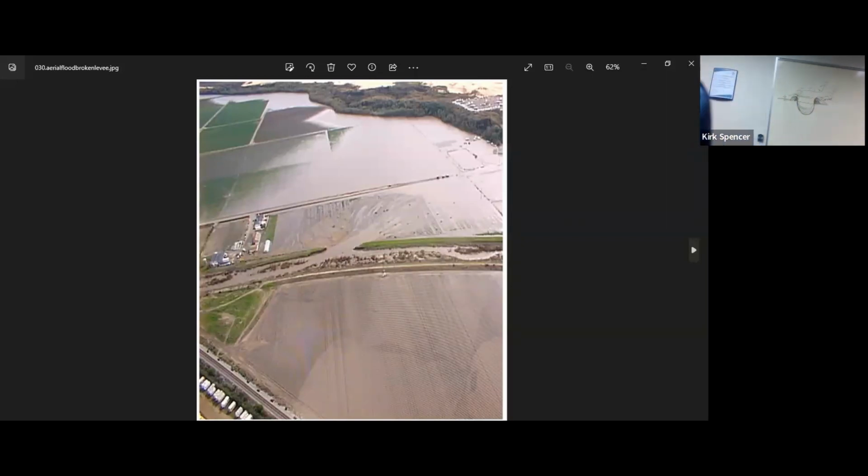All right. So what you see here in the image, the picture, is a break in the levee.